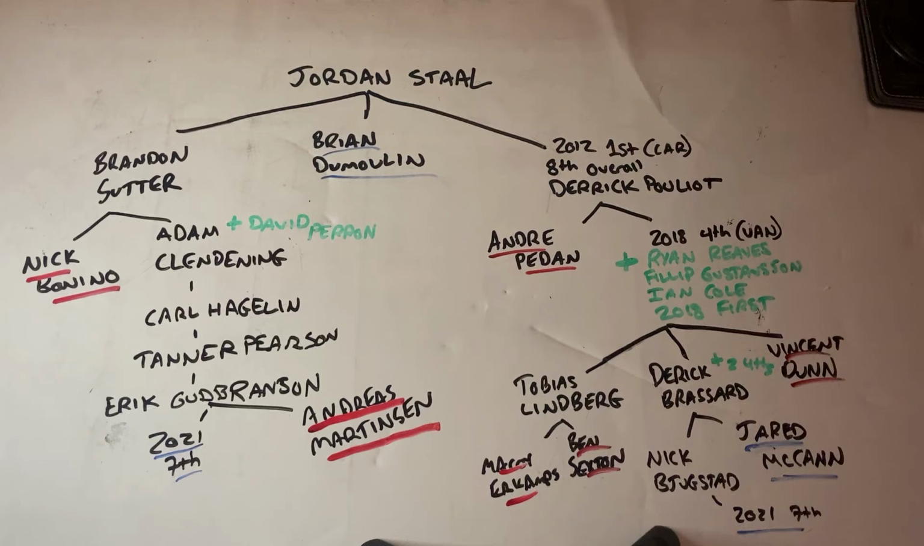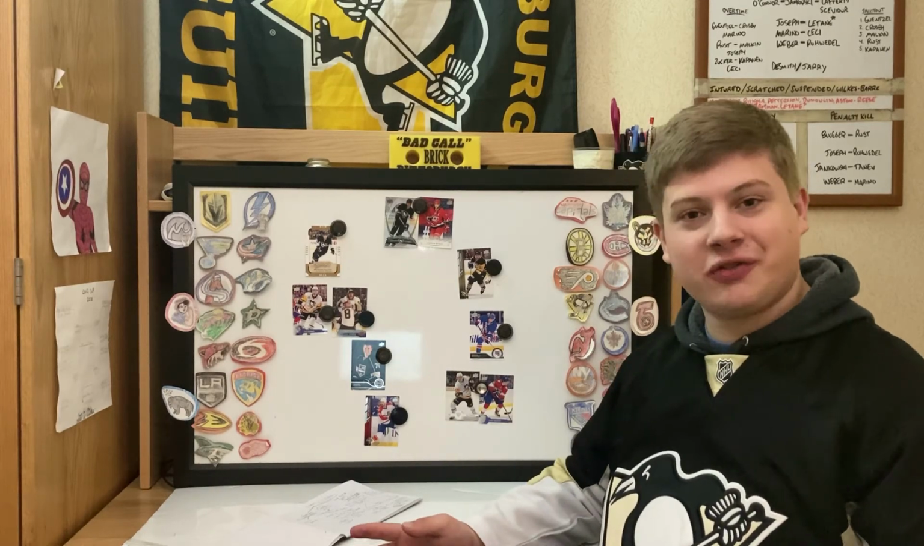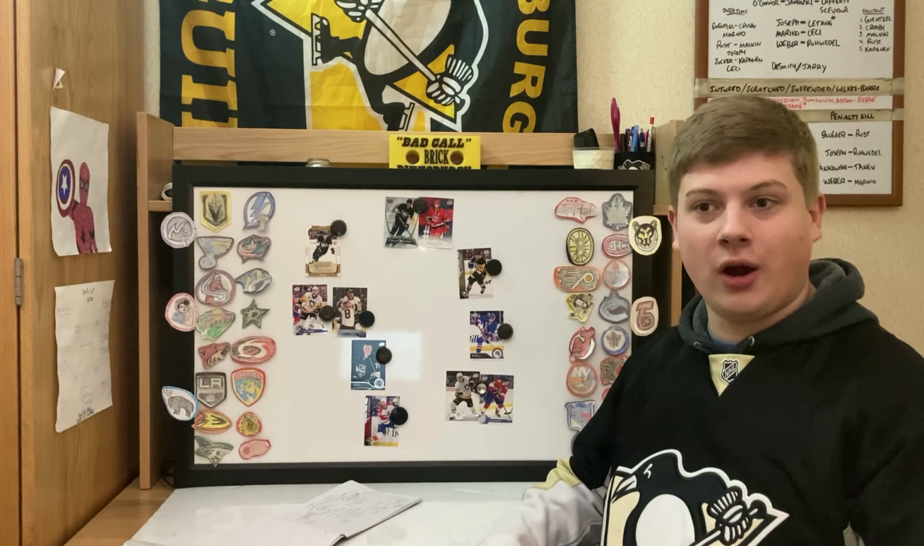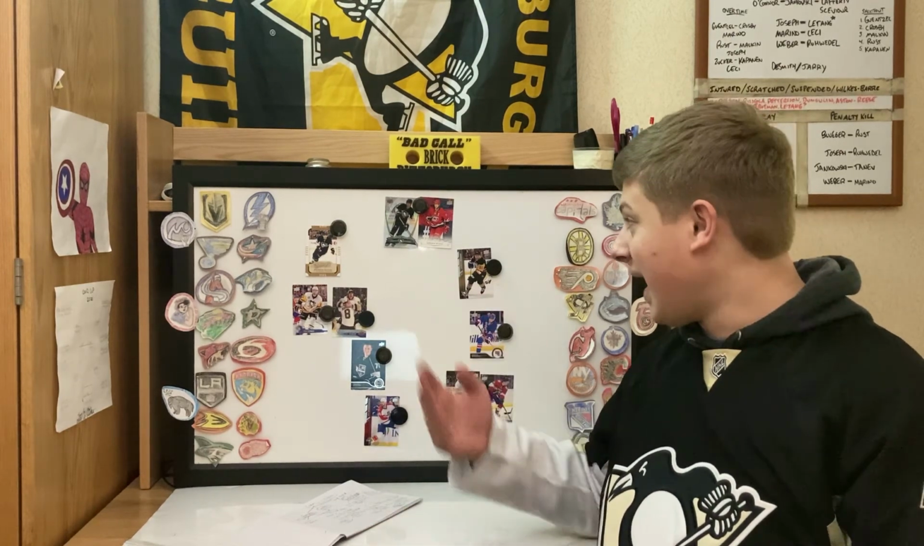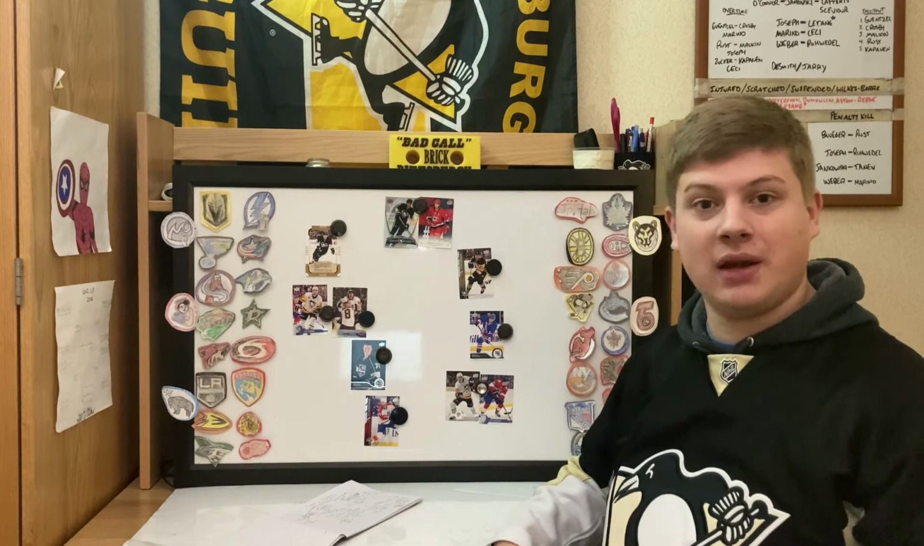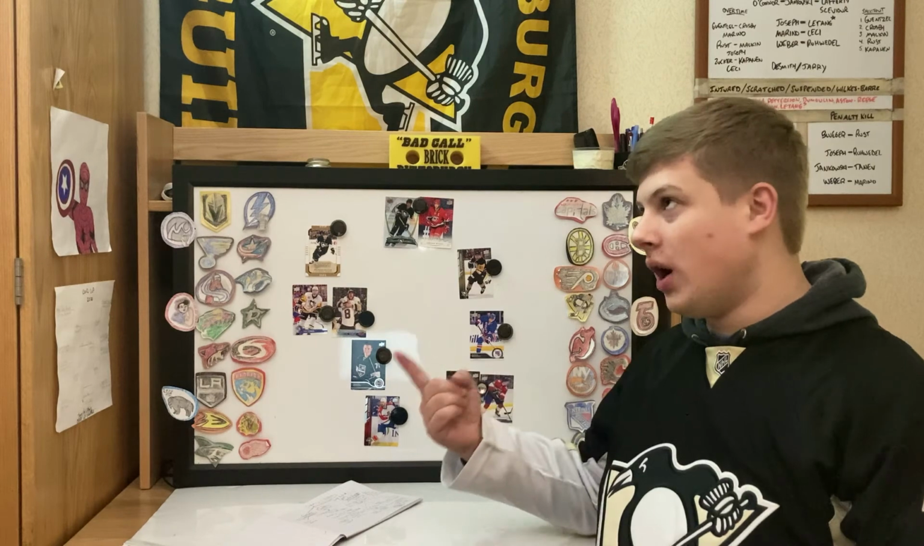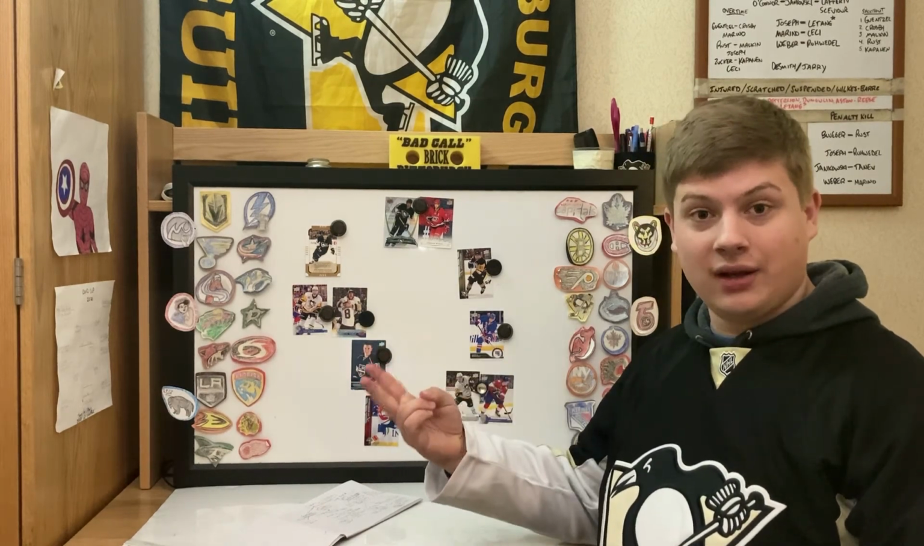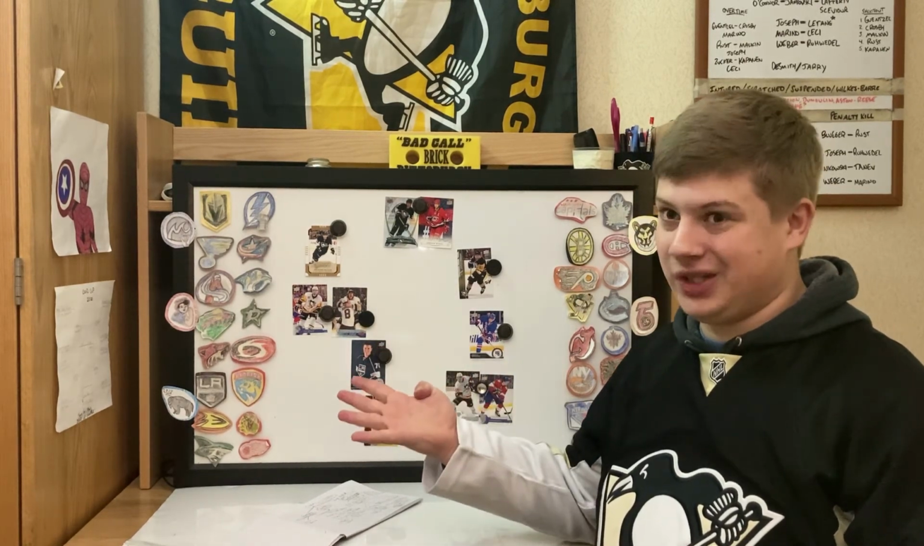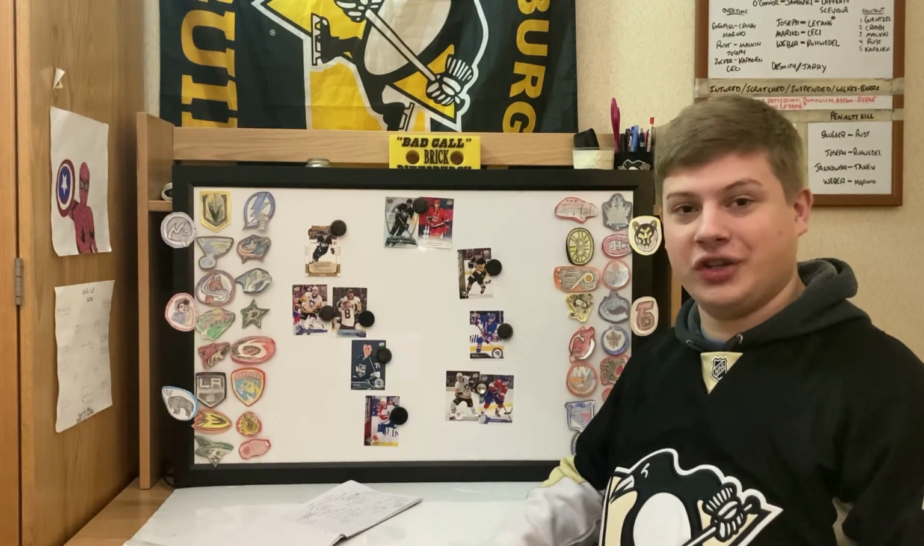A lot of third line centers, which is crazy because Jordan Staal, again, being one of the best third line centers the Penguins have ever had, got them Brandon Sutter, got them Nick Bonino, got them Jared McCann, Nick Bjugstad, and Derek Brassard. It's really interesting when you look back on this. So thank you all for 100 subscribers finally. I'm very excited to finally get this video out there and be able to explain to you how impactful Jordan Staal had, not only when he played for the Penguins, but the trade that sent him out got the Penguins Dumoulin, Hagelin, Bonino, Pouliot, Stanley Cup champions, and currently Jared McCann right now.